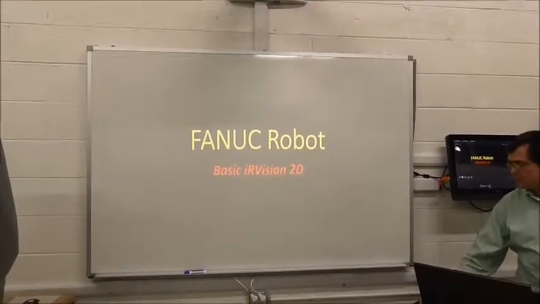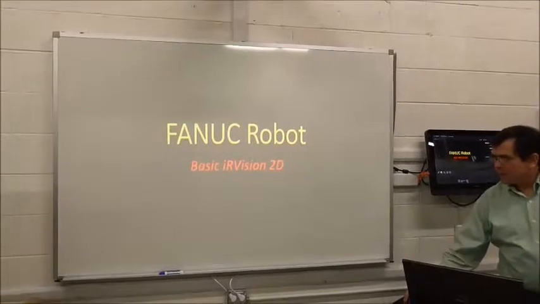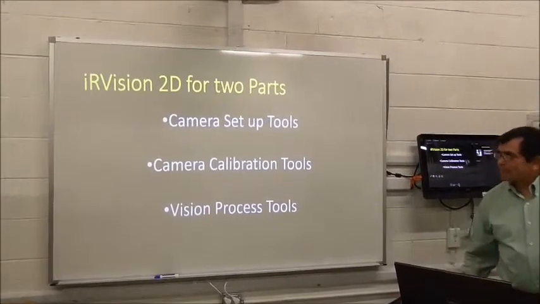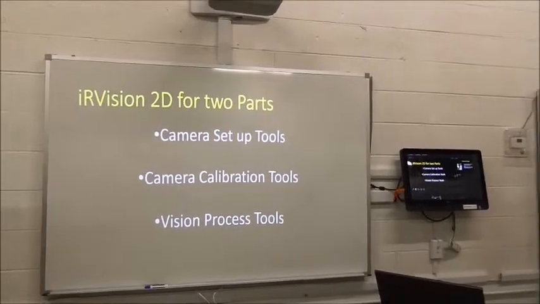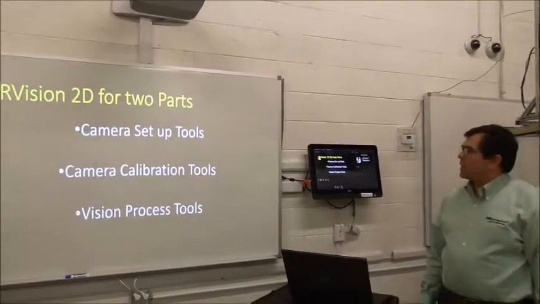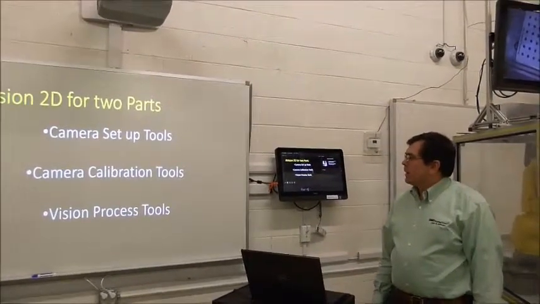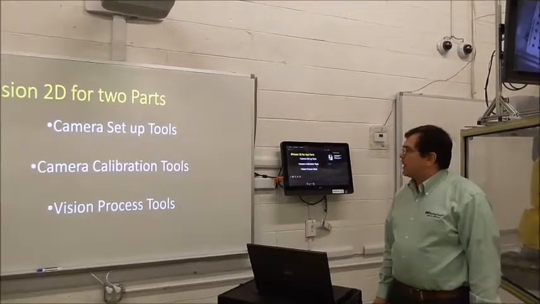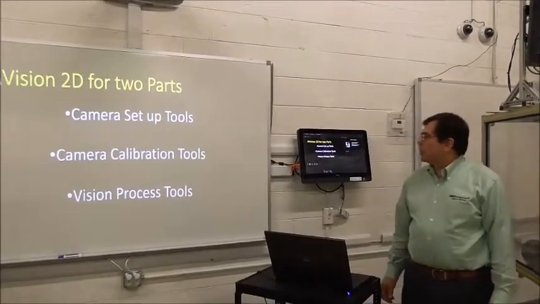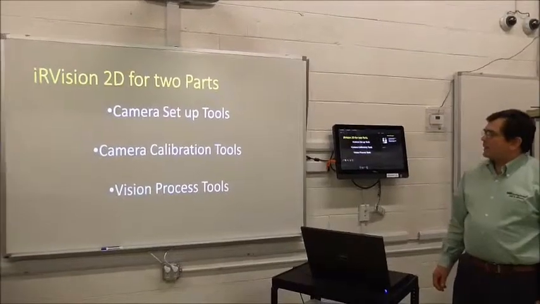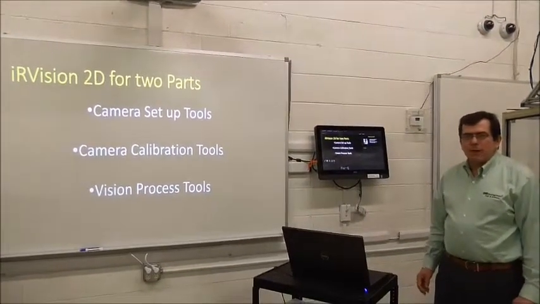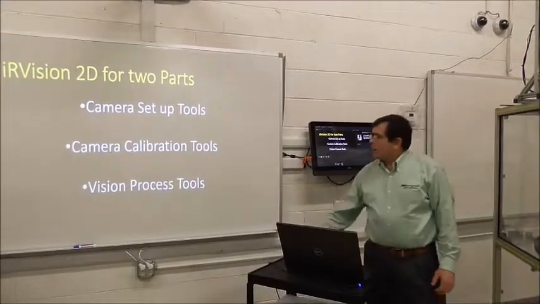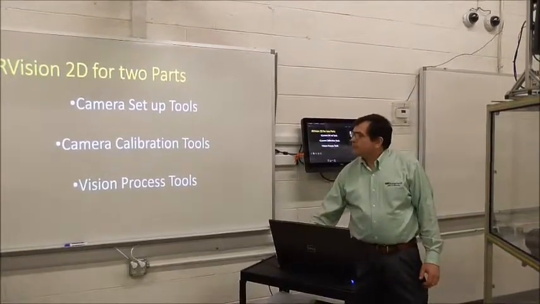Robotics basic, iR Vision 2D. In order to have a program running with the vision, we need to set up the camera like a tool. We need to do a camera calibration tool, and after that a vision process tool. All these steps are necessary to have a vision running program.